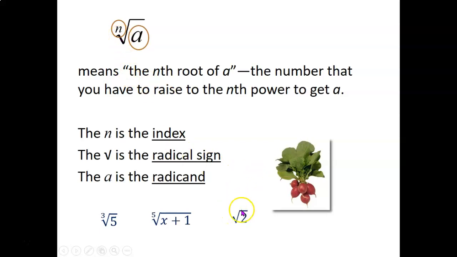And when we talk about square roots where the index is 2, we usually don't write the little 2 because square roots are by far the most common kind of root that's used most often. So when you write the radical sign without the little number indicating the index, it means the square root, the 2nd root. And of course here the radicand happens to also be 2. So the square root of 2 means the number that you have to square to get 2.